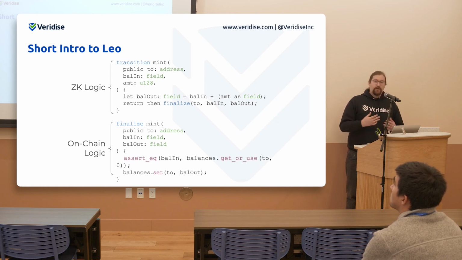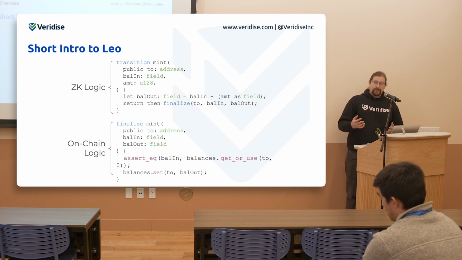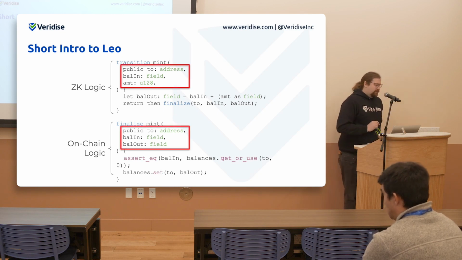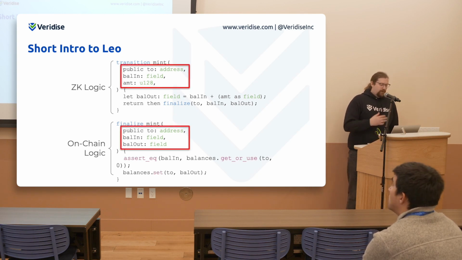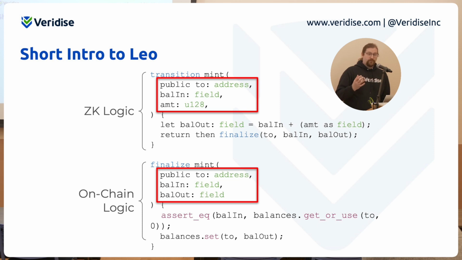You can only do that in the on-chain logic. So you can only access state variables in a finalize function. In addition to that, one thing to be aware of is in the zk logic, your arguments are going to default to private variables. And so you can see here in the first argument, I specified that as public, but in the remaining arguments, I didn't specify a visibility, and Aleo is going to default to private.